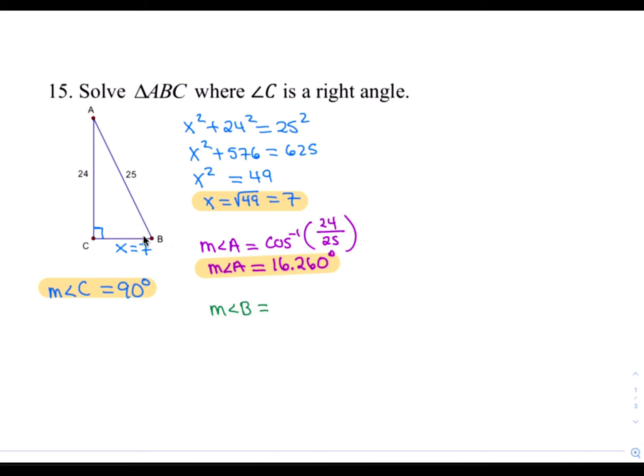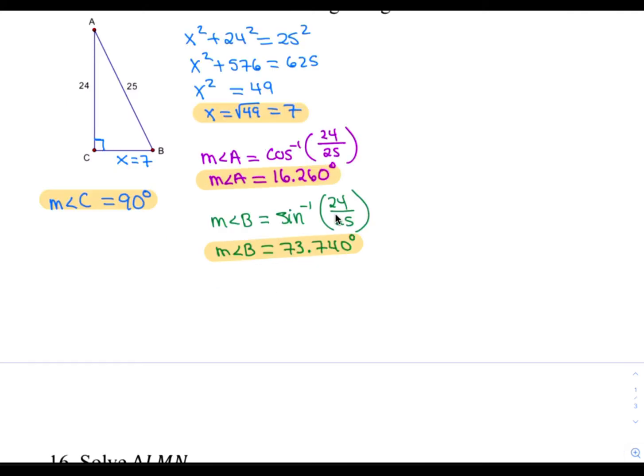Now to find the measure of angle B, we also need to use an inverse function. Now 24 is the opposite of angle B, 25 is the hypotenuse. Opposite over hypotenuse is sine, so we need to use the inverse sine to find the measure of angle B. So the measure of angle B is going to be the inverse sine of opposite over hypotenuse, which is 24 over 25, and let's put that in the calculator. The inverse sine of 24 over 25 is 73.740, which is the measure of angle B. All right, we have found all of the missing sides and any missing angles, so this problem is complete.